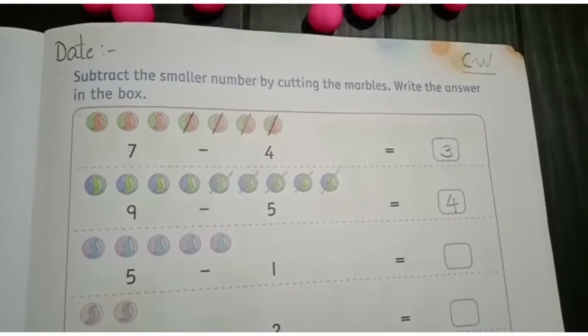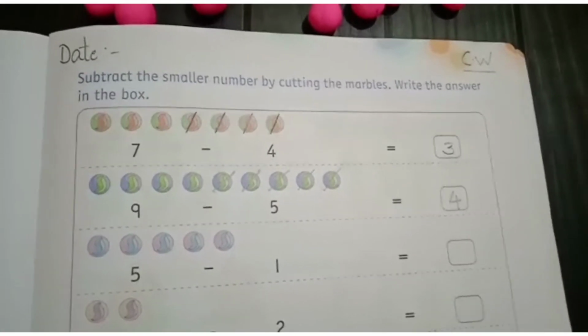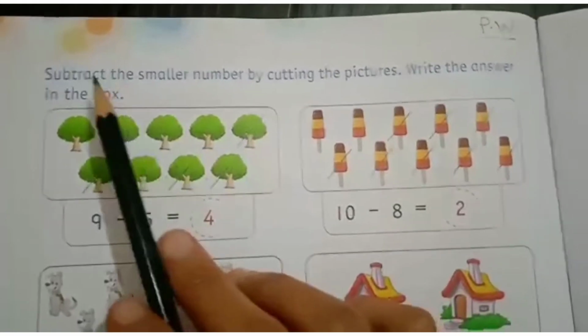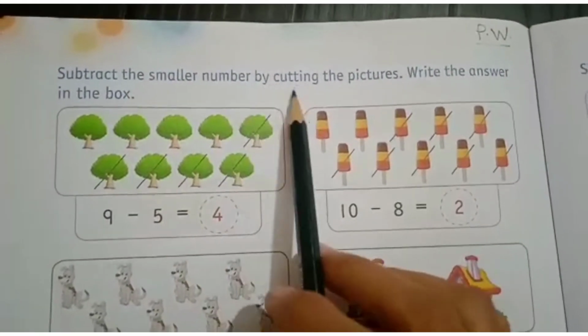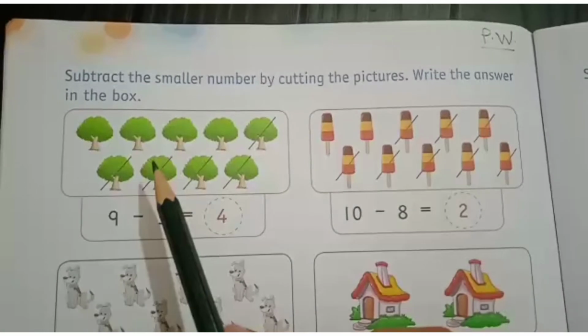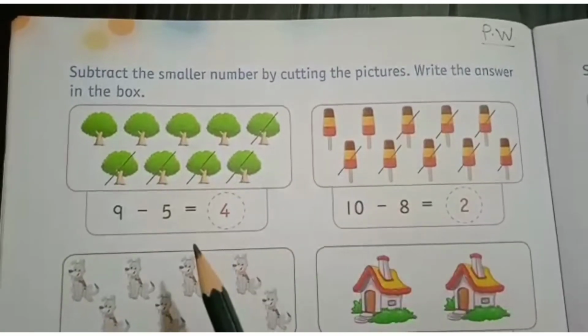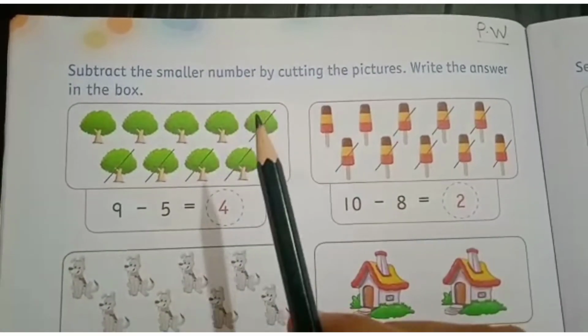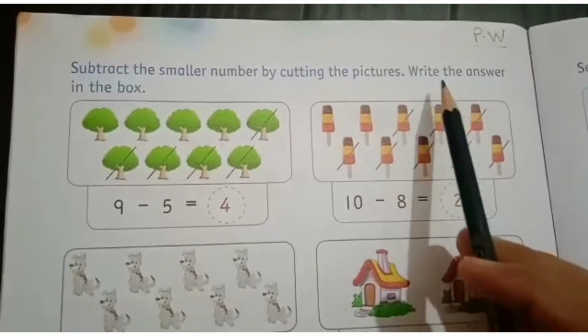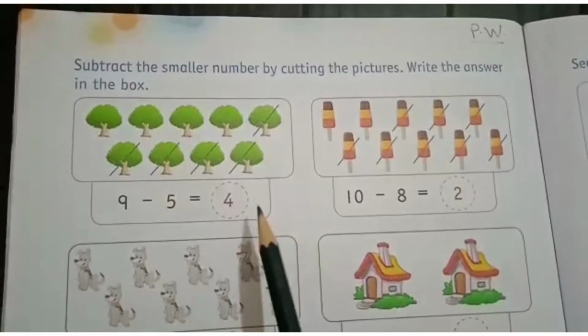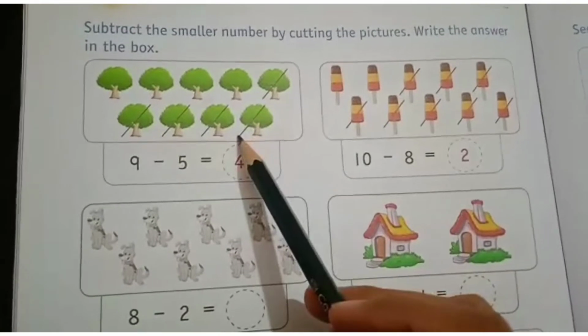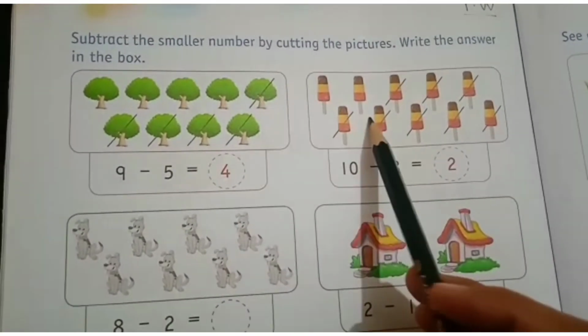Okay? Now come to the next page. Subtract the smaller number by cutting the pictures. यहाँ पे कुछ picture दी गई हैं, हमें क्या करना है, smaller number को cut करना है, ठीक है? Write the answer in the box. और answer कहाँ लिखना है? Box में. There are 2 examples. Okay?